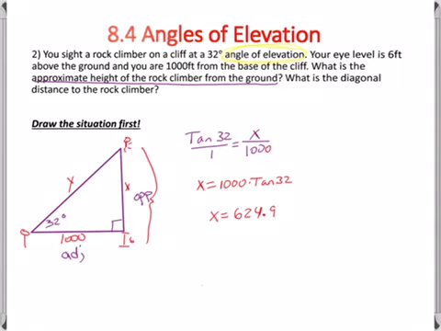But we know that we're looking for the total height here. So we have to add in the 6 feet for the eye level. And we get the total height in this case to equal 630.9 feet.